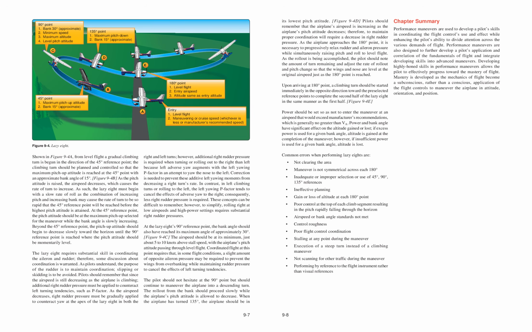At the Lazy 8's 90 degrees reference point, the bank angle should also have reached its maximum angle of approximately 30 degrees. Figure 9.4c. The airspeed should be at its minimum, just about 5 to 10 knots above stall speed, with the airplane's pitch attitude passing through level flight. Coordinated flight at this point requires that, in some flight conditions, a slight amount of opposite aileron pressure may be required to prevent the wings from overbanking while maintaining rudder pressure to cancel the effects of left turning tendencies.